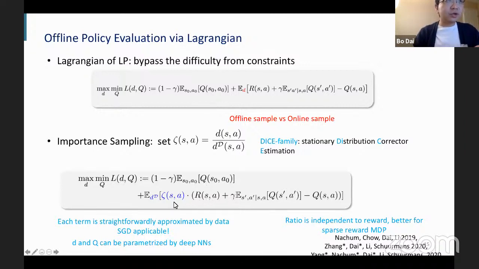Actually, the ratio itself is independent with respect to the reward function, which means this method is naturally applicable to the sparse reward MDP. But the Q-based estimation, for example, LSTDQ, which is very famous before DICE, is backing up the reward.